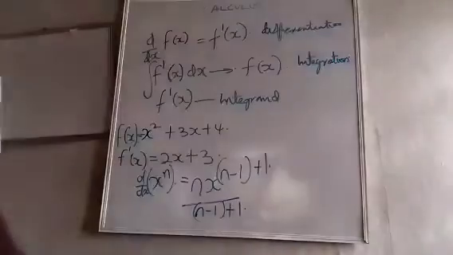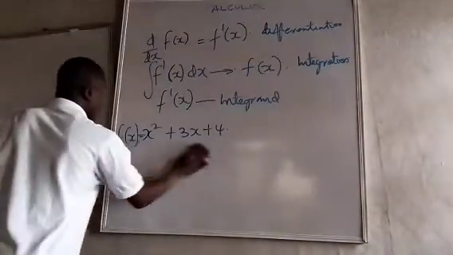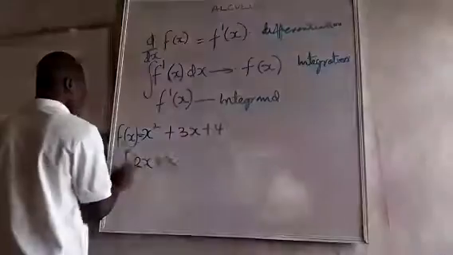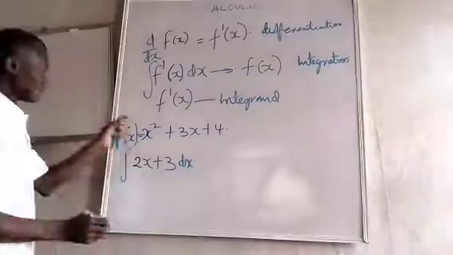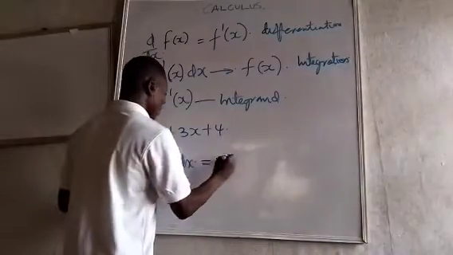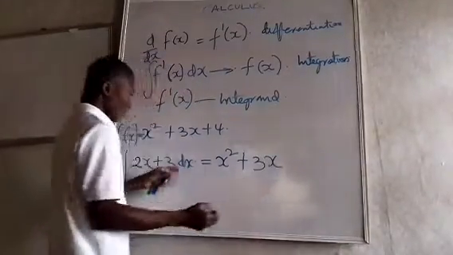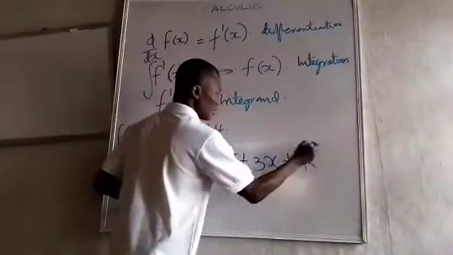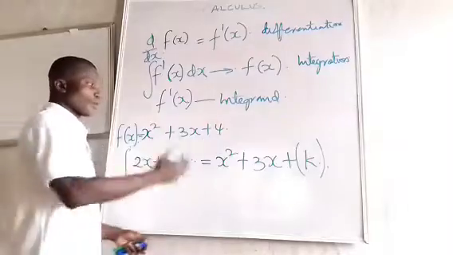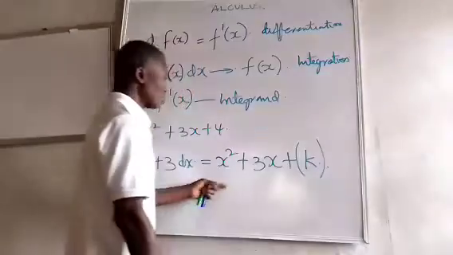So, I will need to do something. Now, let's work it back: 2x plus 3. Let's now work it back. I will do it for the first one, that is 2x. It is going to give me x squared plus 3x. You know I've got that one. Plus k. You always put it there, that constant, because I don't know what was removed from it. It can be 0, it can be a negative number, it can be a positive number. So we always put it there.